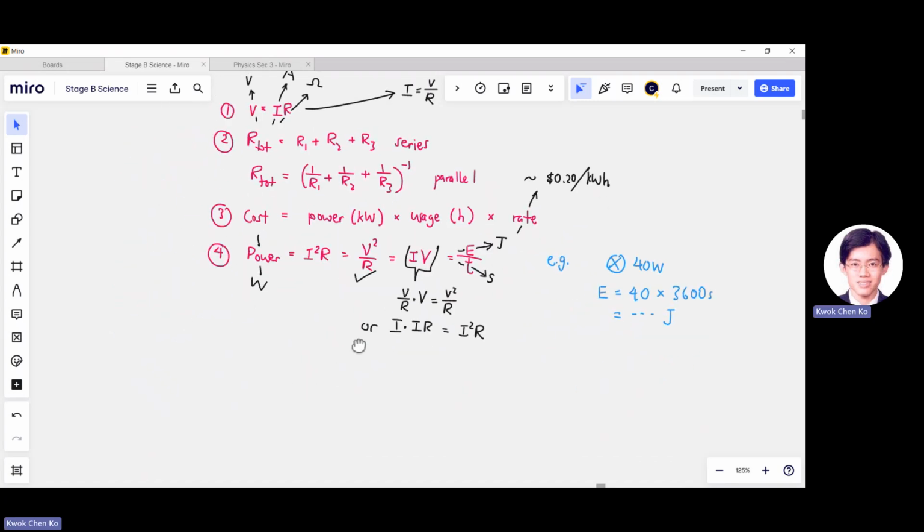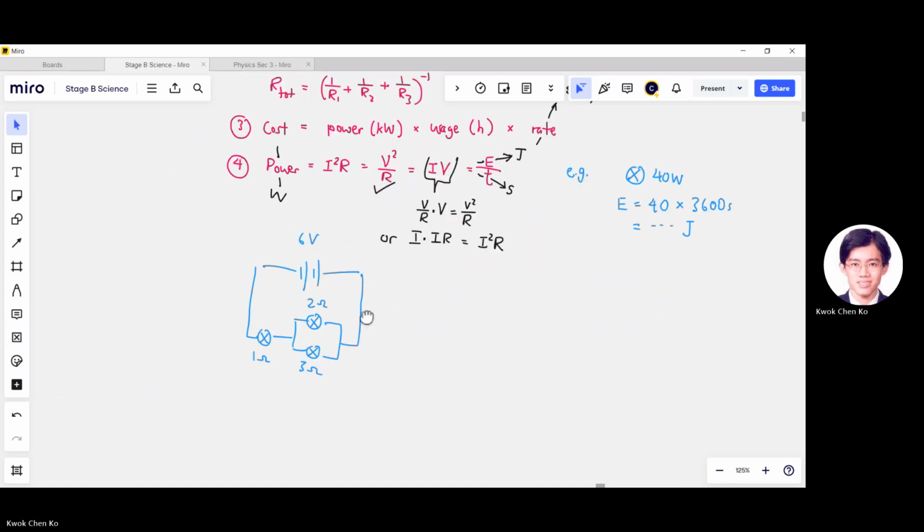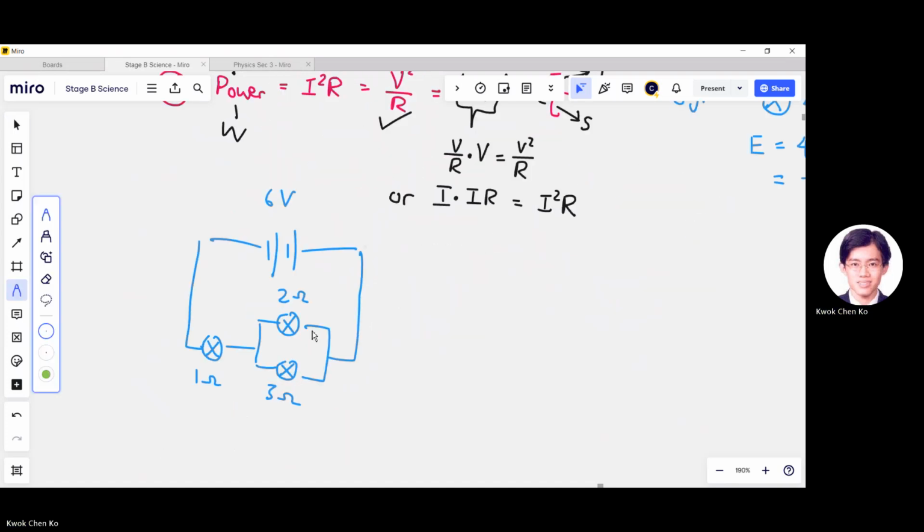Now, let's just do a quick one. I think you guys shouldn't have a problem. So I have this. This provides the voltage. So I have 6 volts here. Okay, this is 1 ohm. This is 2 ohm. This is 3 ohm. Do a quick calculation. What's the current in the main circuit?